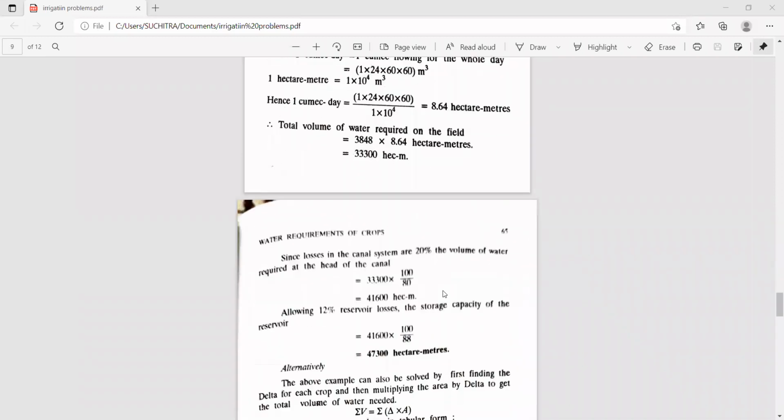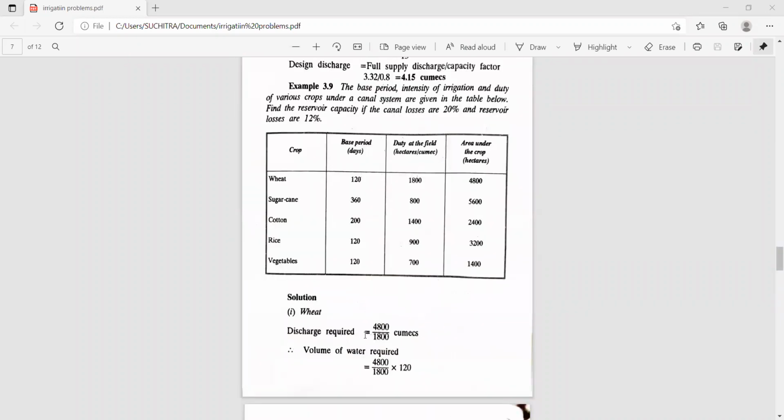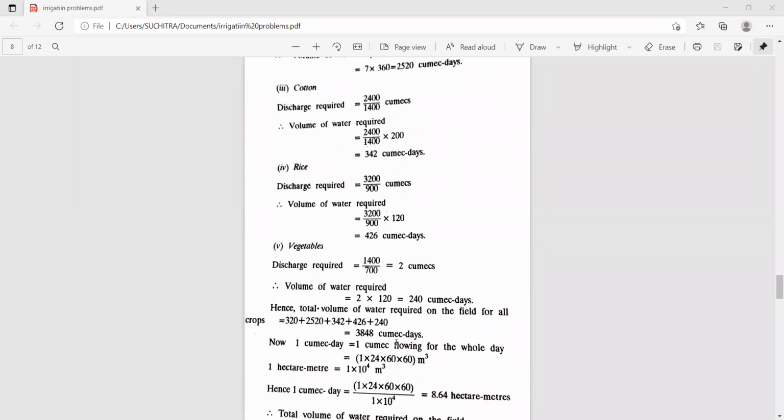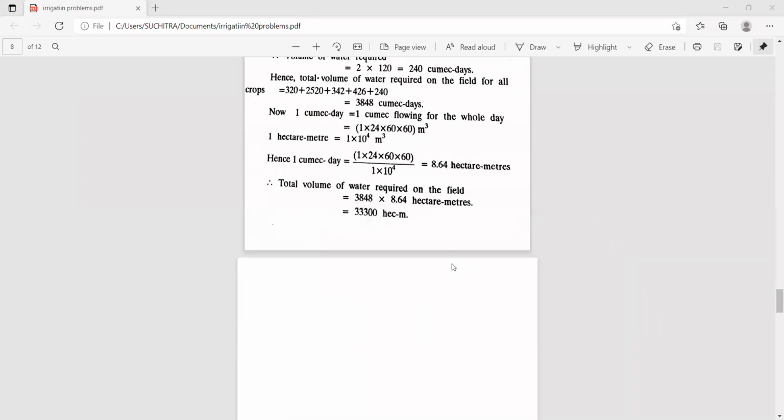Now the same problem can also be solved by another method, so we shall discuss that one. Here, by calculating the volume of water required for each crop and multiplying it by the corresponding base period, I get the values in cumec-days. I can convert the values in cumec-days to hectare meter by multiplying by 8.64. Then, considering the reservoir losses and canal losses, we can calculate the storage capacity of the reservoir.